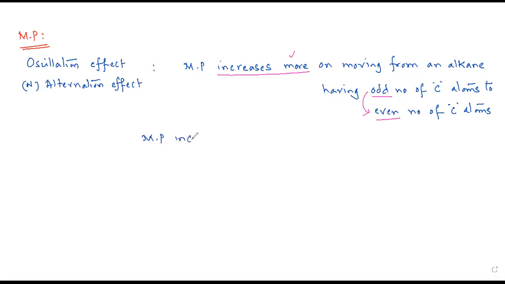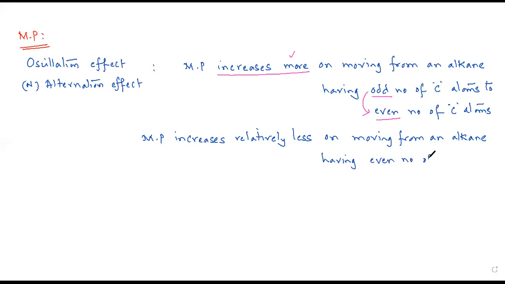Melting point increases relatively less on moving from an alkane having even number of carbon atoms to odd number of carbon atoms. Of course, there is an increase, but increase is relatively less when you go from even to odd.